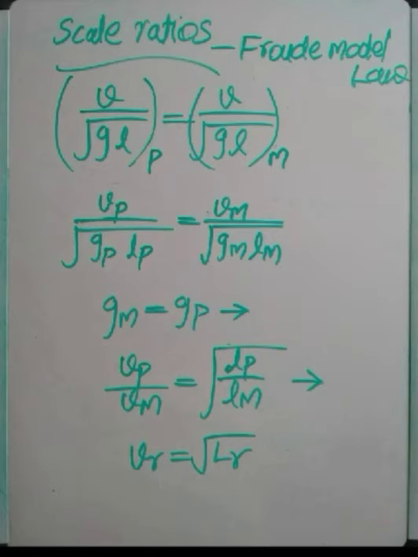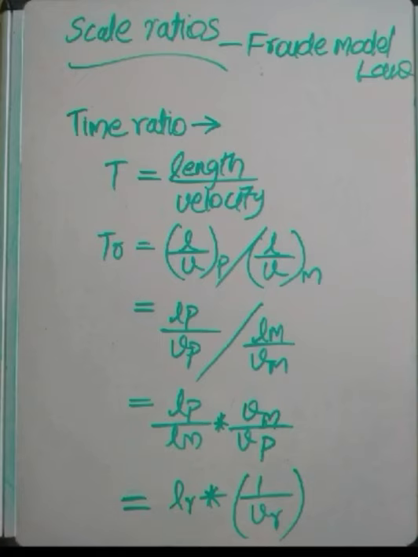So in this way, using the Froude model law, we can derive the scale ratio for different physical quantities, just like the scale ratio for time, scale ratio for discharge, scale ratio for force, etc. Now let us derive them one by one. First of all, we have already done the scale ratios for length and scale ratios for velocity, and let's move on to the scale ratios for time.